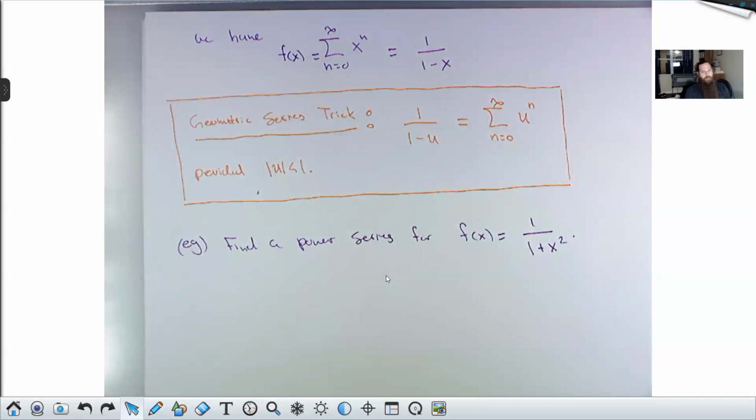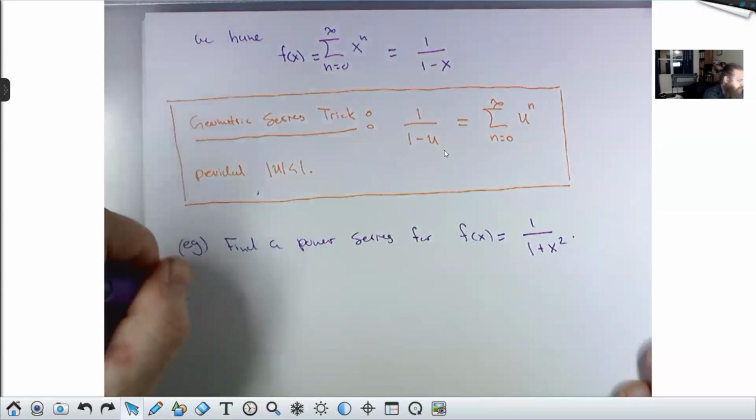The game is to take your function, whatever you're given, and rewrite it to look like this. Because once you have it in the form 1 over 1 minus u, 1 over 1 minus something, you can write that as sigma n from 0 to infinity, that something to the n. So if I can rewrite this function to look like 1 over 1 minus u for some expression u depending on x, then I can get that function as a power series.